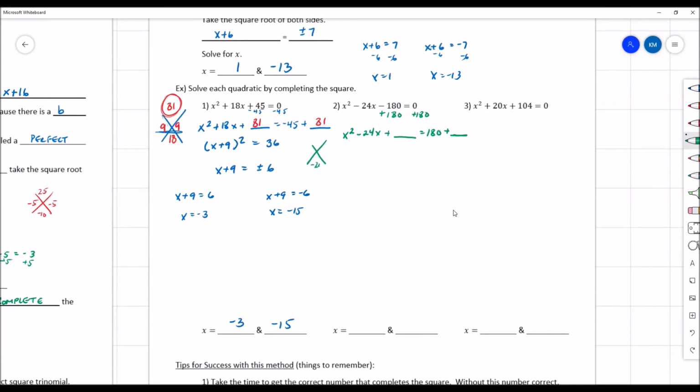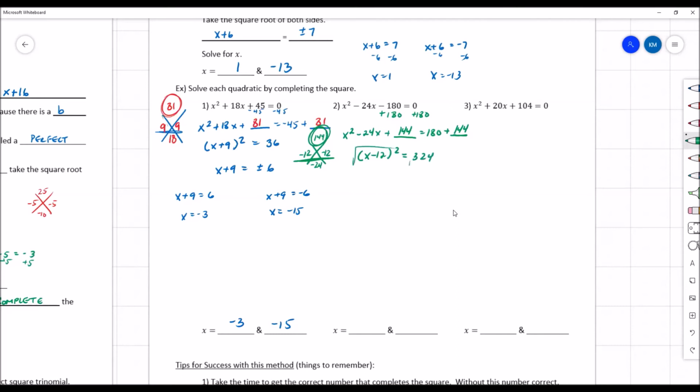Negative 24. What plus what gives us negative 24? Negative 12 and negative 12. I'm kind of factoring the step before. Negative 12 times negative 12 is 144. That is what fills our blank, or completes our square. And so we do that, we're moving to the next step. x minus 12 squared equals 324.